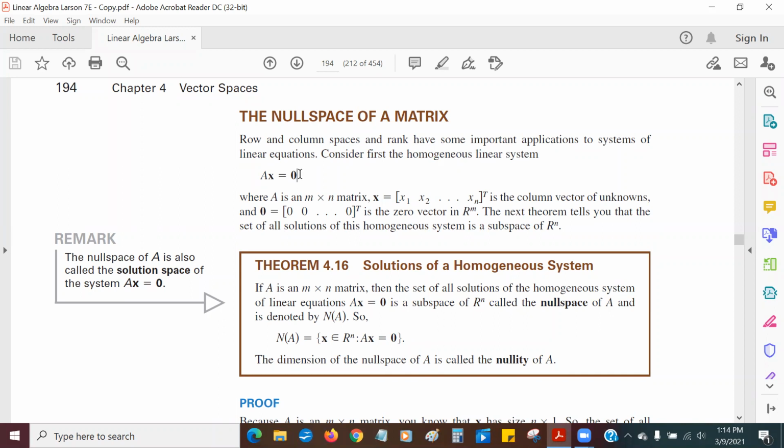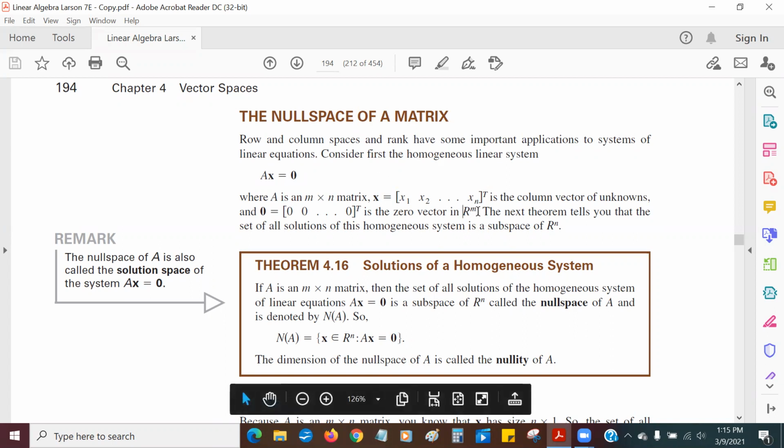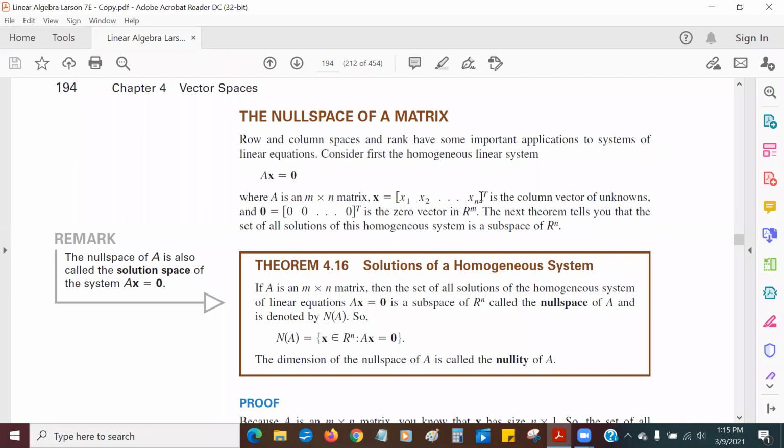It turns out that if you consider the entire solution set, meaning not just one solution, but all the solutions, there may be only one solution or many solutions, but whatever they are, if you look at all the solutions, that turns out to be a vector space, a subspace of Rn, because there are n variables. There are not necessarily n equations. There are m equations, and n variables.